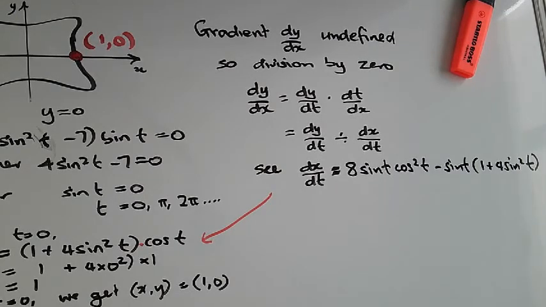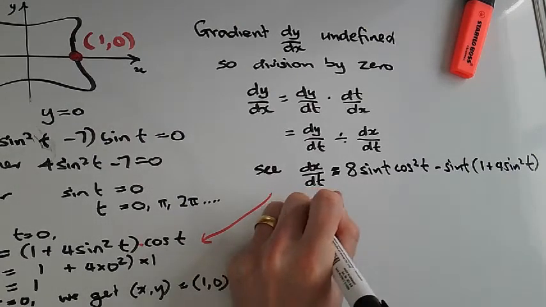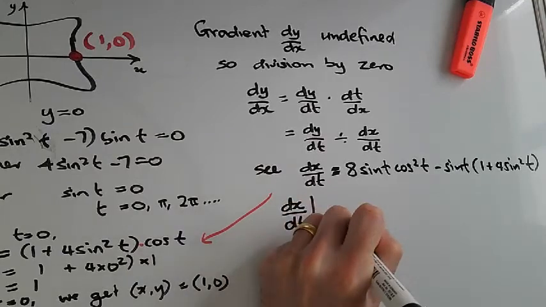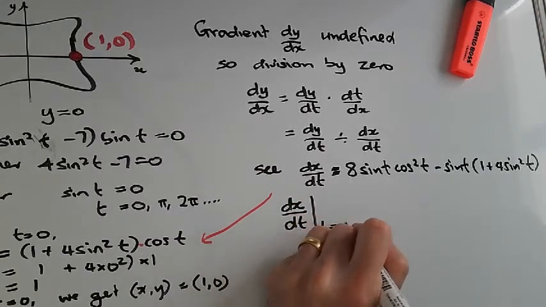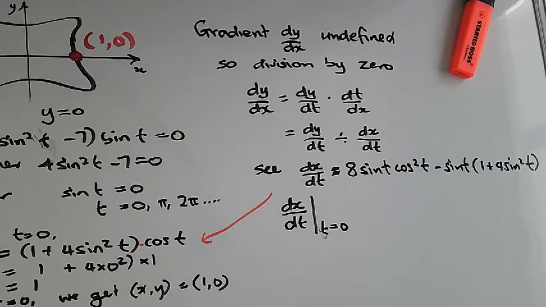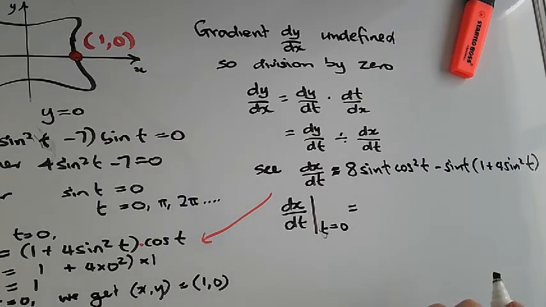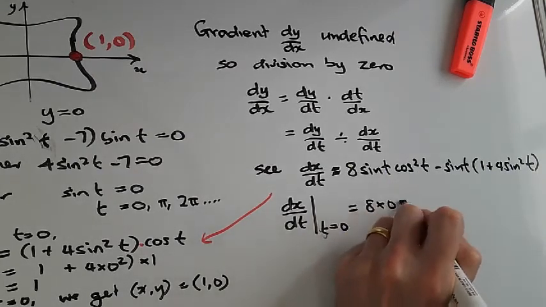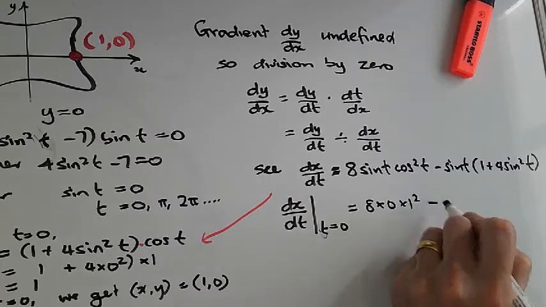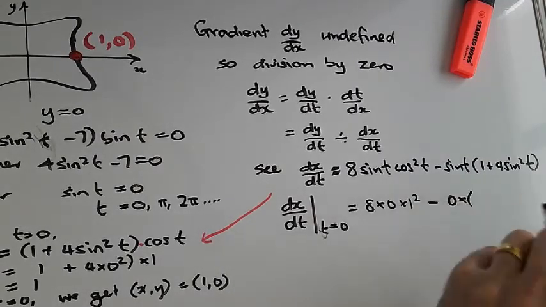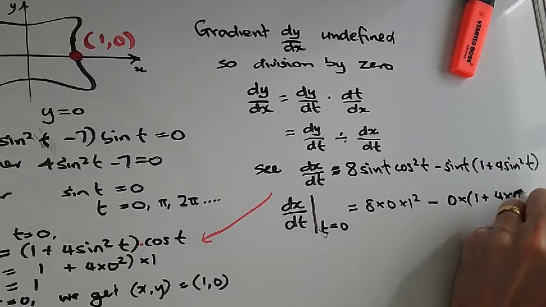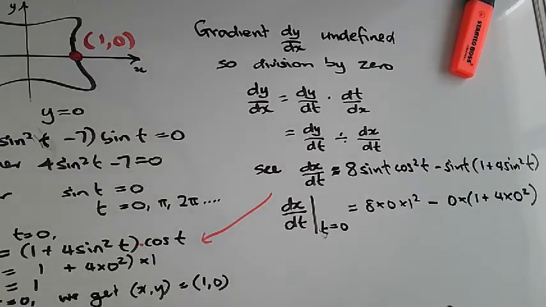Right. So now I don't need to do any kind of solving with that. I just need to substitute. The key thing here is that I need to find dx/dt at t equals 0. If I put t equals 0 into that, I get 8 times the sine of 0 times cos squared 0, so I get 8 times 0 times 1 squared minus 0 times 1 plus 4 times 0 squared. So all those terms come out to just 0.